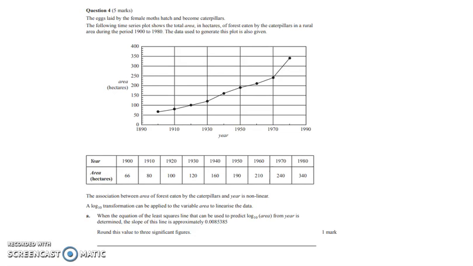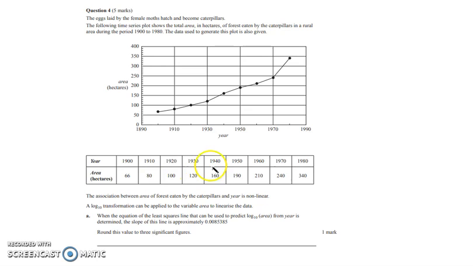Hi there, this is a question from exam 2, 2017 from the core section. We've been given a time series plot with area in hectares against the year, looking at the eggs laid by female moths that hatch and become caterpillars, from 1990 through to 1998.